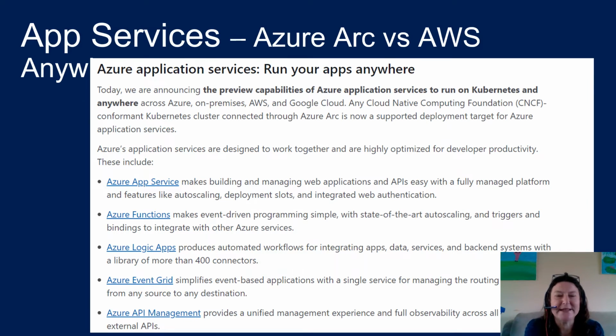So AWS has a similar thing called AWS Anywhere. However, Azure seems to be way out ahead on this one, pretty much because Microsoft are used to managing apps on premise as well as in the cloud. So I think they're a little bit ahead, or quite a lot ahead in this area.